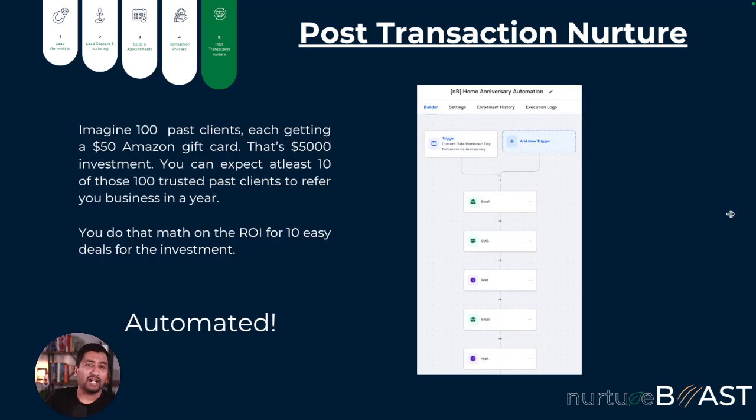Now, imagine you have 100 past clients and each of them gets a $50 Amazon gift card or a Home Depot gift card. That's $5,000 in investment for the year, because you probably are sending out this gift card once a year during their home anniversary or a special day. Now, it would be an understatement to say that you can expect at least 10 referrals from 100 of these trusted past clients of yours. Just 10. Now, you do the math on what these 10 absolutely low-hanging fruit deals generate in revenue for you. And the best part is all of that is automated.